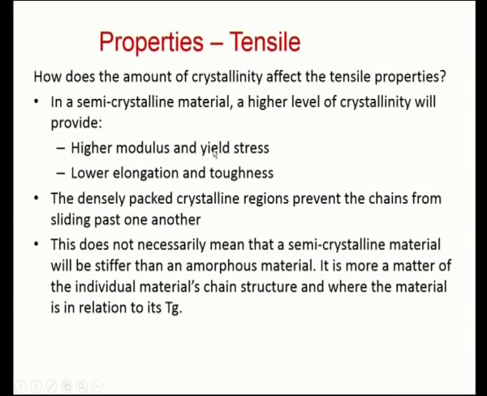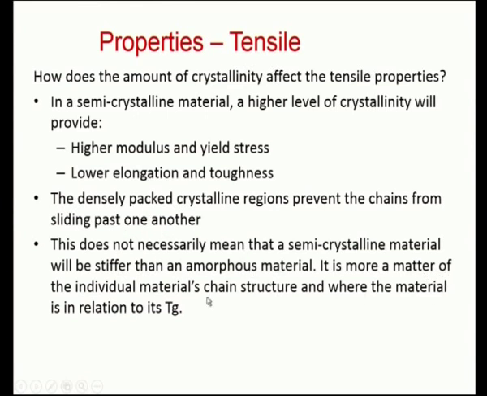So whenever there is high modulus and yield stress, that will automatically reduce the elongation. Therefore, the area of the tensile curve will decrease. Therefore, toughness will also get reduced. This is because the densely packed crystalline regions prevent the chains from sliding past one another. This does not necessarily mean that a semi-crystalline material will be stiffer than an amorphous material. So this cannot be used as a thumb rule to distinguish between an amorphous and a semi-crystalline material.